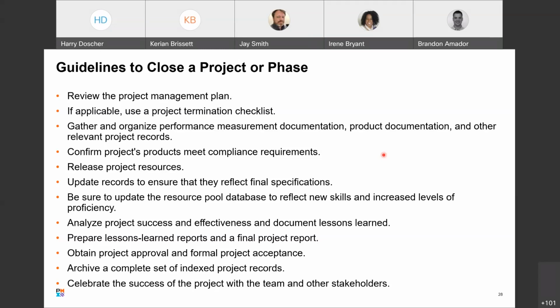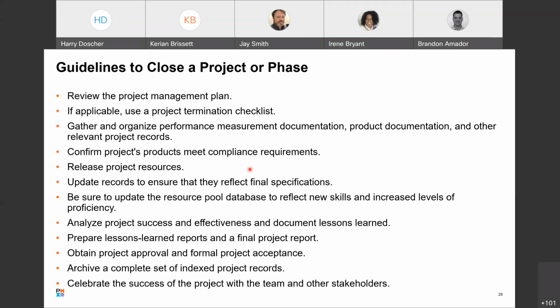Make sure that your project's products meet compliance requirements, if they're just established by the customer or by the governance that you've established, or whether there are specific laws or ordinances that have to be complied with.